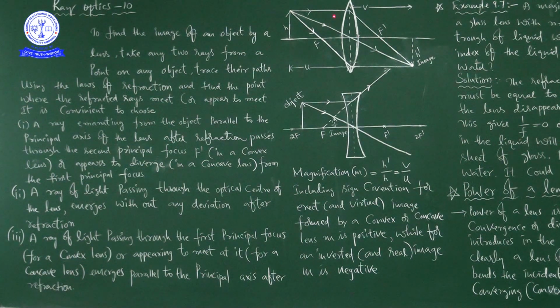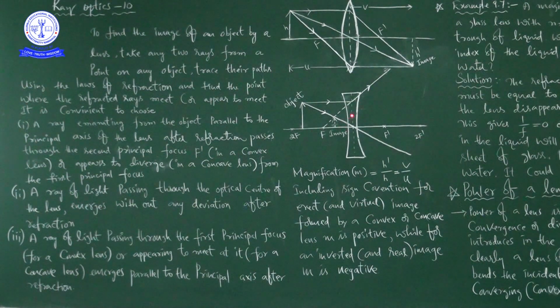See here, this is the ray which is parallel to the principal axis, it will pass through the second principal focus, F dash. Okay, right. In case of concave lens, it appears to diverge.